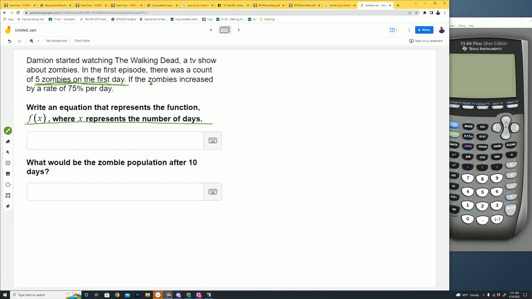And the zombies increased by a rate of 75% per day. That means we're dealing with something that's growing. Since it's increasing by a percent, we know that we're dealing with exponential growth. If you remember the formula from yesterday, y equals a times 1 plus r to the t power. Now let's break what that means again.